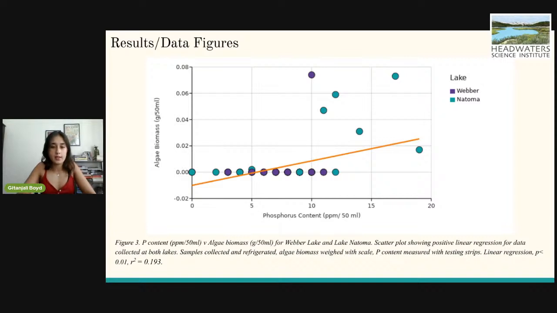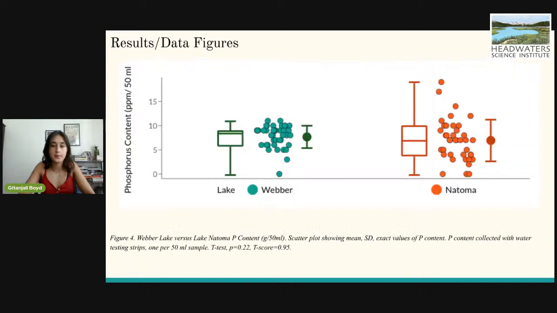As for my results, this figure compares phosphorus content to algae biomass, and as you can see by the orange regression line, there is a strong positive correlation between these two variables, and I got a p-value of less than 0.01 upon conducting a linear regression test, which again indicates strong confidence in statistical significance. And the implications of this are that as phosphorus content in these two lakes increased, so did algae biomass.